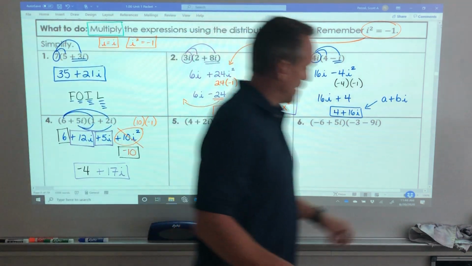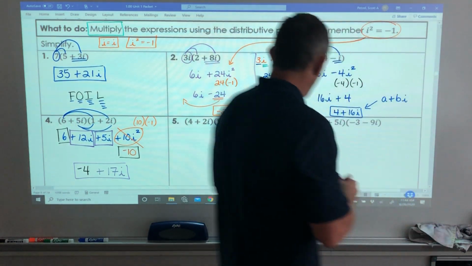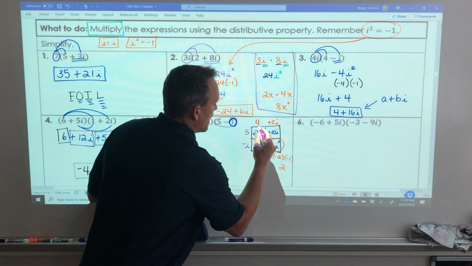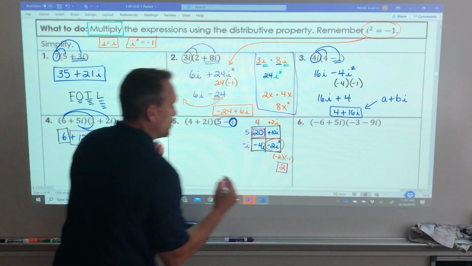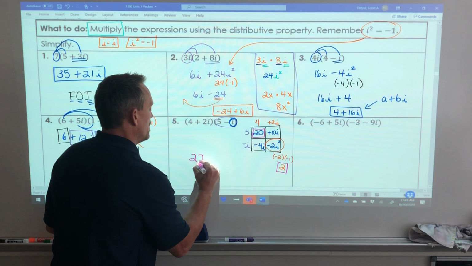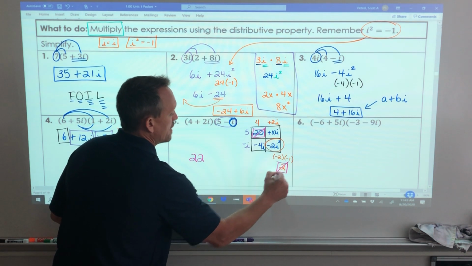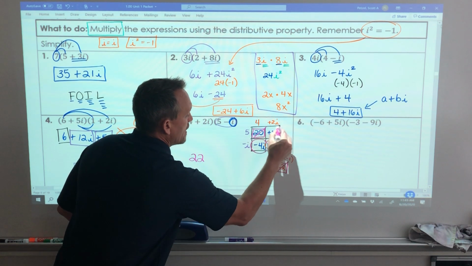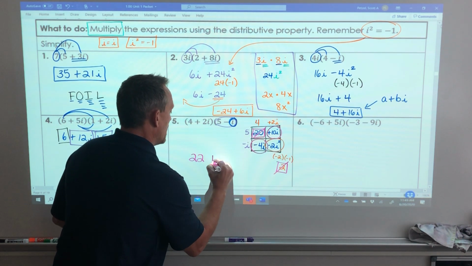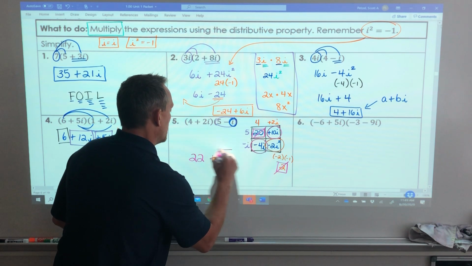Give me a different color. Let's go pink. Pink looks nice. Now inside the box we have a whole number of 20, a whole number of 2, which is 22. Cancel. Cancel. Negative 4i, positive 10i, plus 6i.